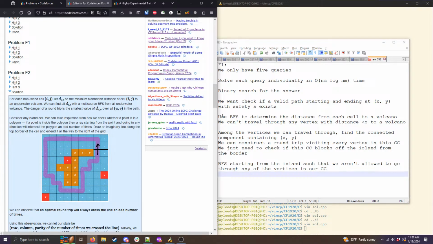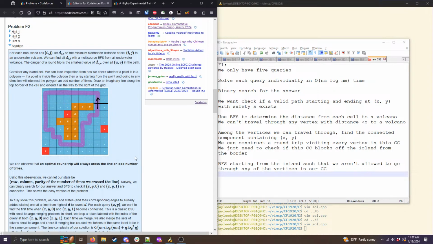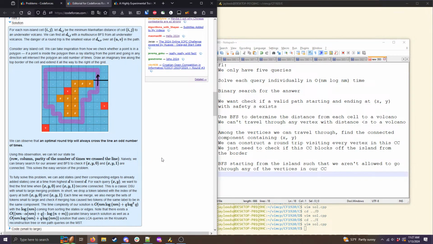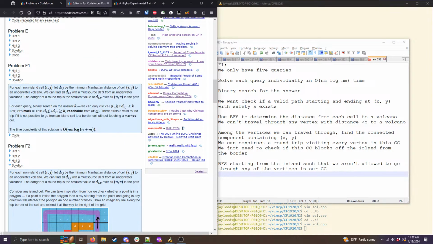Okay, interesting. So it looks like they're going to view the path as a polygon, and in order to enclose the island, let's see, an imaginary line along the top border of the cell. I see. So for each vertex in the island, we should be able to draw a line extending to the right, and it should cross our round trip once. And then they're going to define their state as, let me see, did they just do the binary search? Yeah, it looks like they did the same thing that I did for F1.